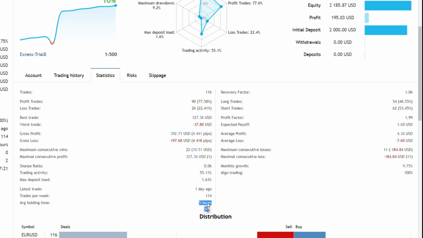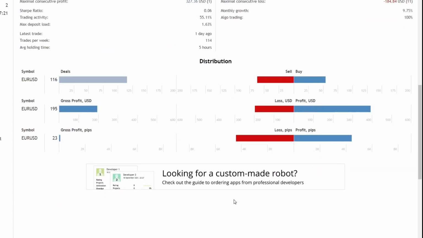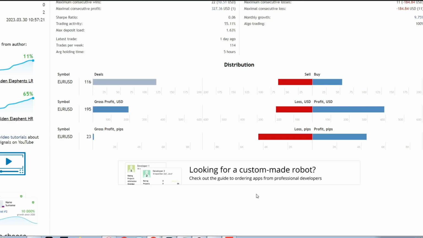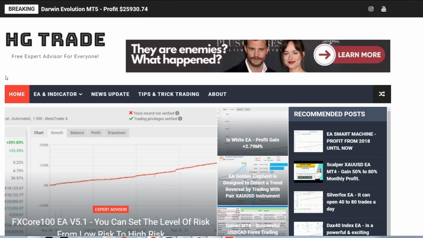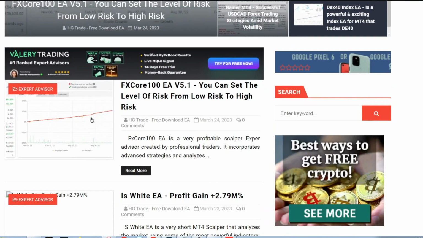The average trading duration is 5 hours, and in 1 week the total transactions opened are an average of 114 transactions. For the pair, I use only the EURUSD pair. This is the result of an observation I made with the Exness broker. You can trade with zero spread with low slippage. For VPS I suggest using a VPS with low latency specifications for the speed of transaction execution.